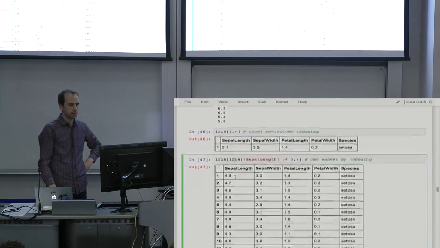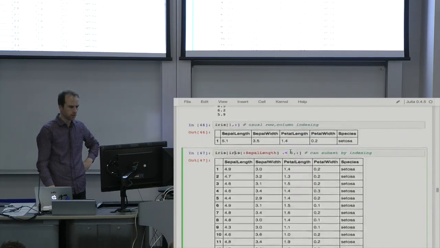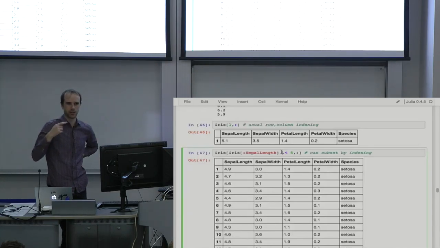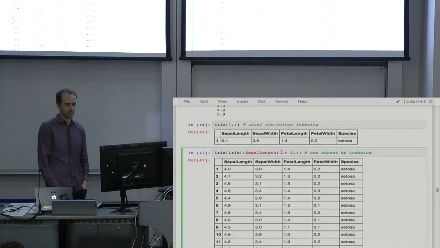And then you can also subset by indexing. Here we're indexing where the sepal length is less than five, then we take all the columns. Notice you have to use the dot less than here. That's because Julia operators are inherently scalar, so you really should only use less than on two scalar objects. If you want to compare two vectors element-wise, you use the dot thing. We sort of stole that from MATLAB and made it somewhat more consistent.